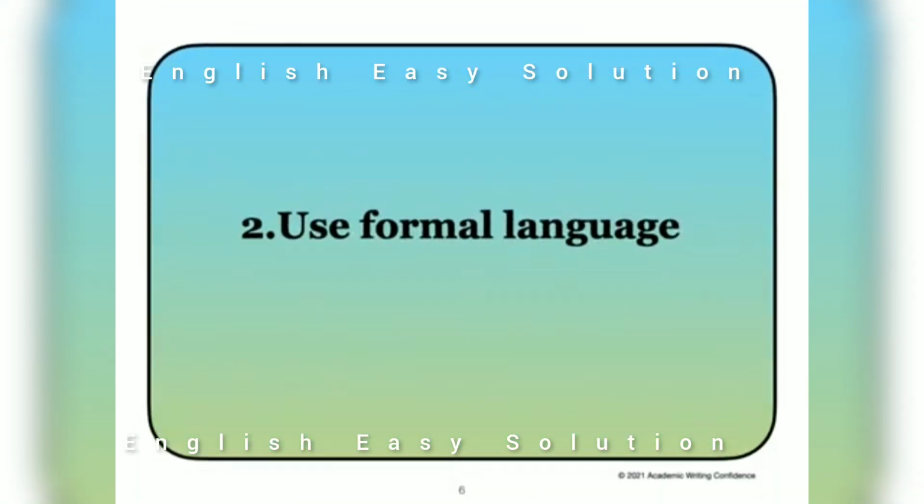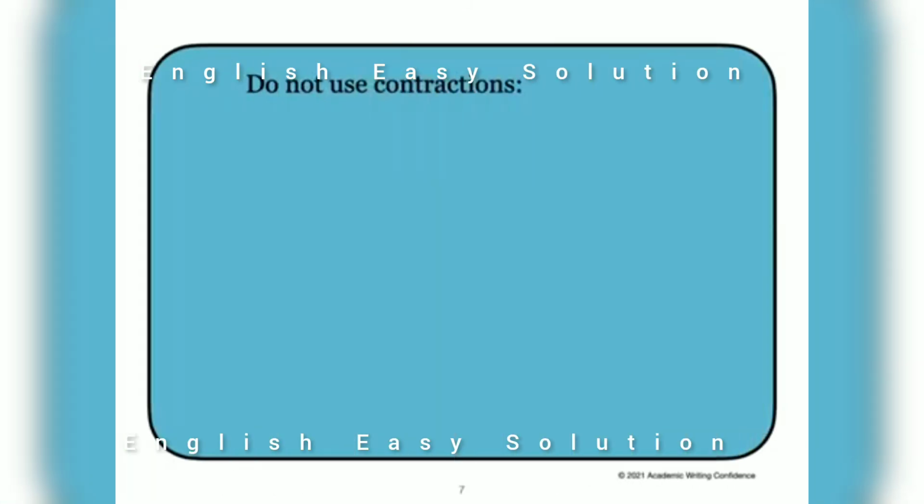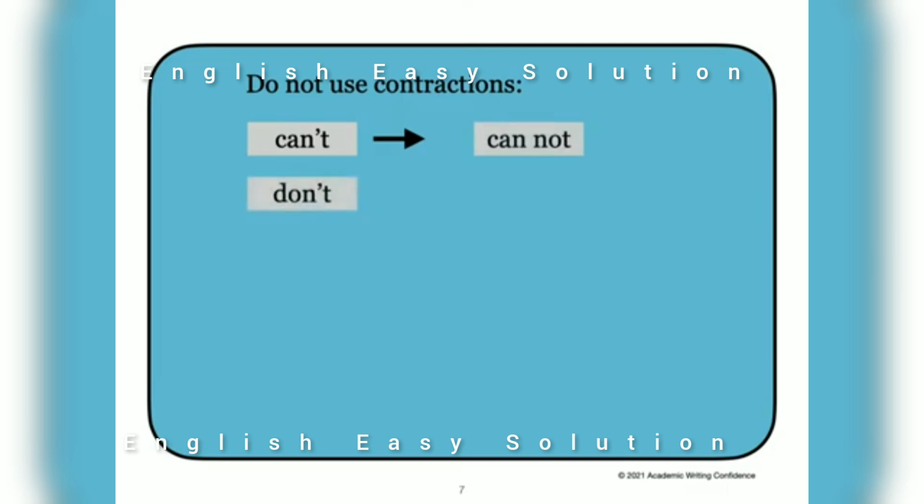The second thing that you can do to help improve your academic writing is to use formal language. Well, what do I mean by formal language? In academic writing, you should not use contractions. Do not write a sentence with the word can't. Be sure to write the two words can not in your writing. The same with don't. Be sure to write do not.